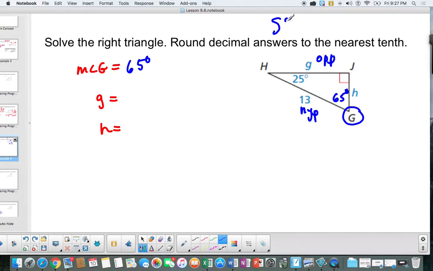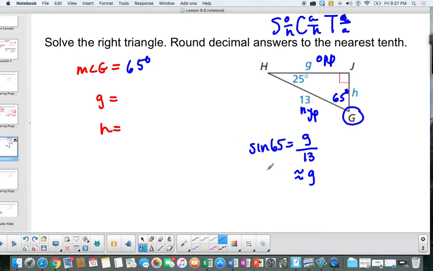And when I write SOH CAH TOA, I can see that I'm going to use sine. So sine of 65 is equal to G all over 13. And so G is approximately, all I have to do is multiply across the diagonal, 13 times sine of 65, and I get about 11.8. So this is about 11.8.